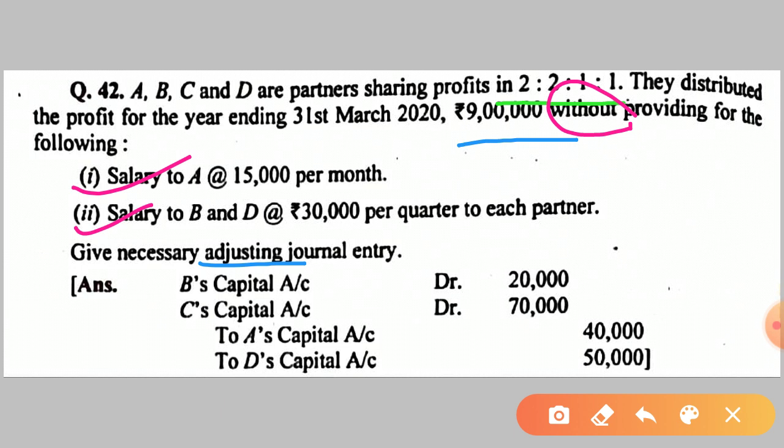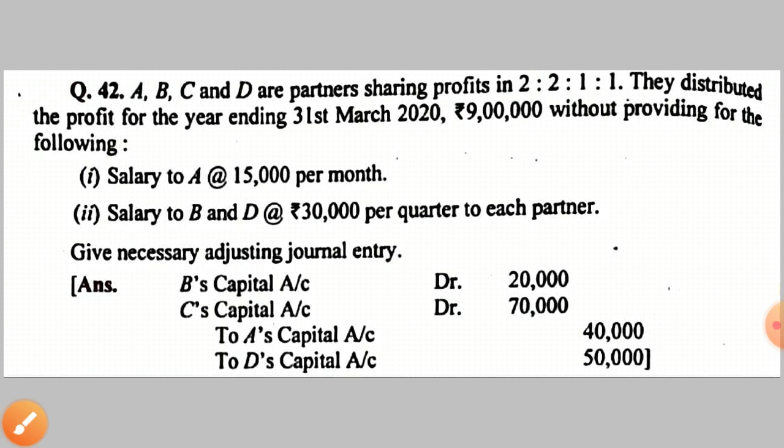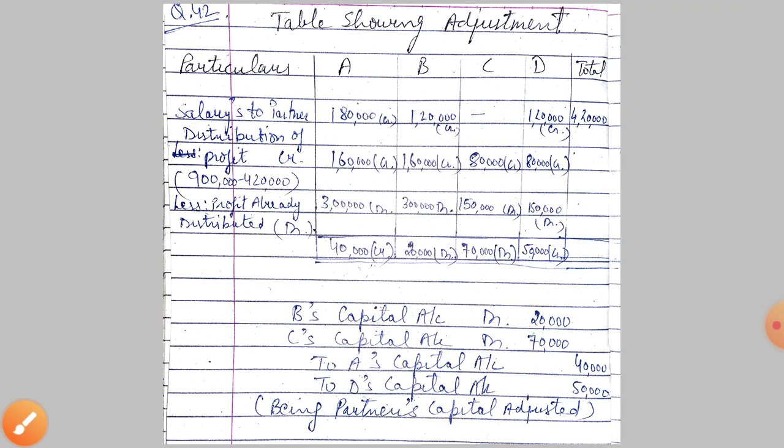So ratios are given to you, then profit is given to you, and it has been distributed, but they have not paid the salary of A, B, D, that means it has been omitted. So how are we going to treat this? Let's see the solution. Here at the top we will write table showing adjustment.